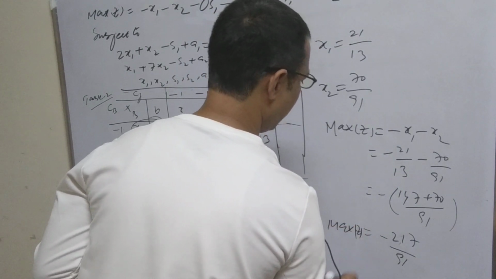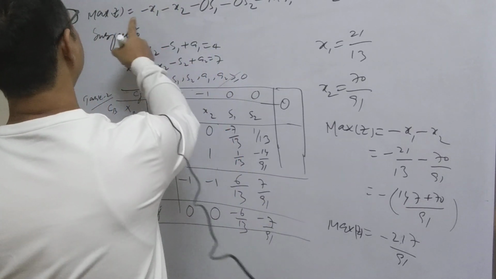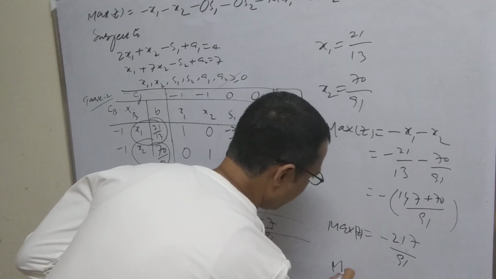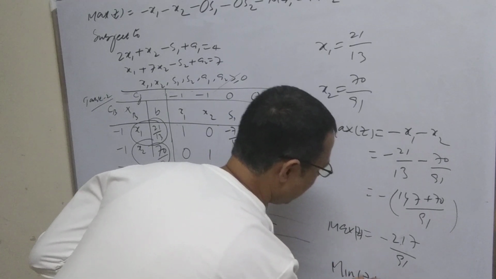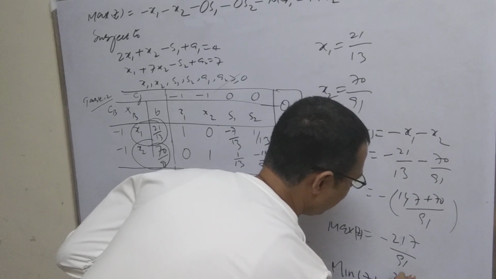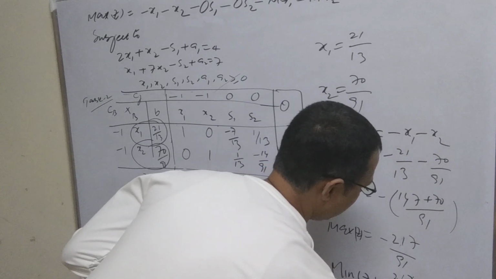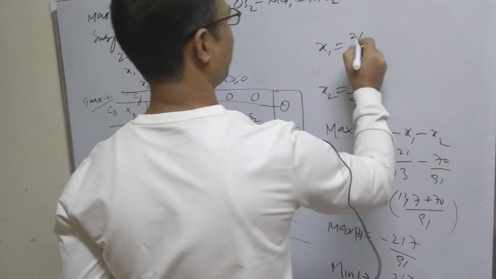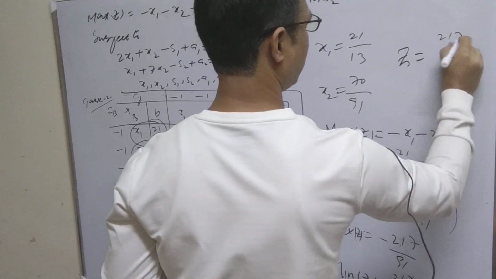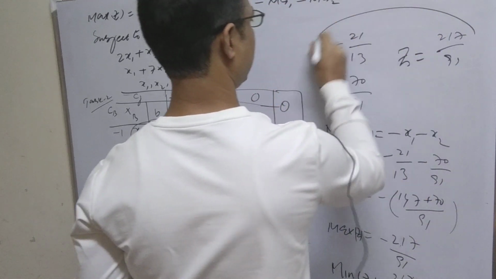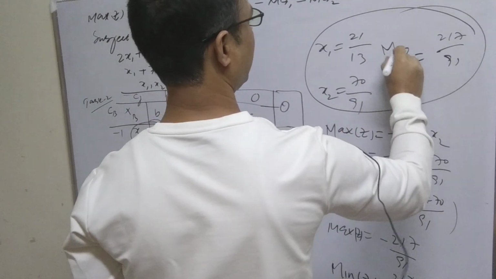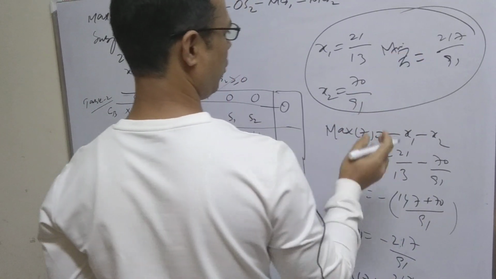This is the maximum value of z. Because we were finding the maximum, but in our question, what was the objective? Minimum z, and we made changes. So just change this sign and you will get the result as the minimum value of z. So what is the solution? x1, x2 this one, and z is equal to 217 by 91. This is our solution, this is our result. So instead of maximum z, we are finding minimum z.